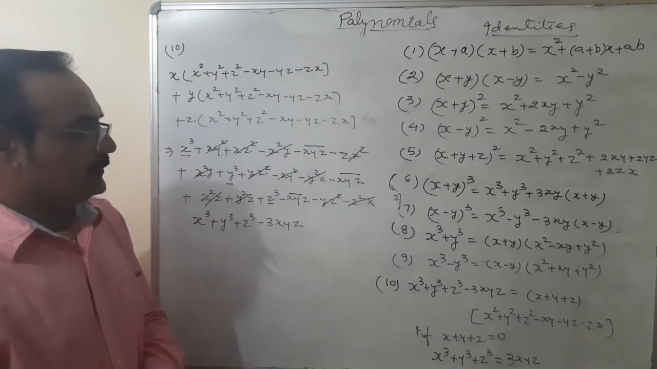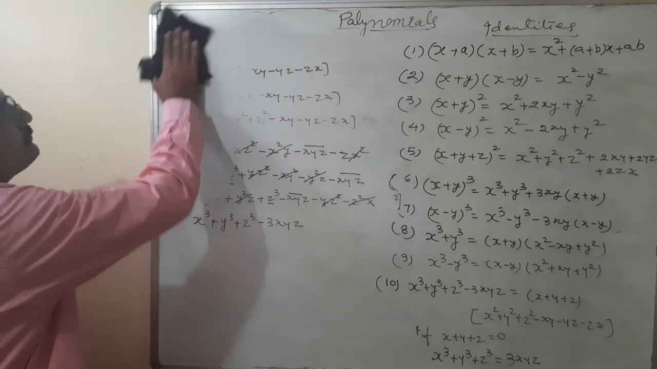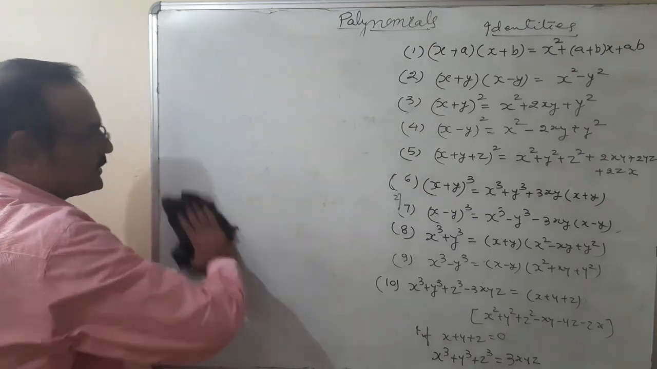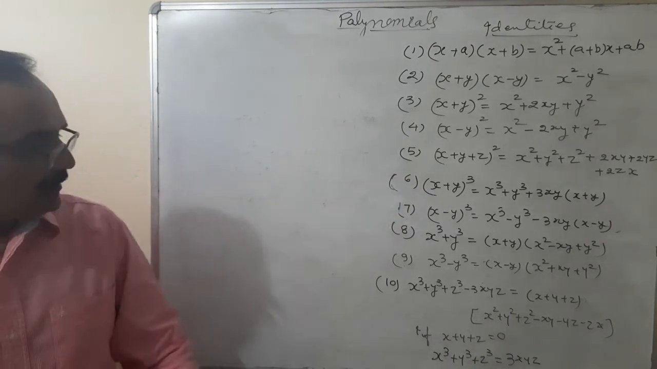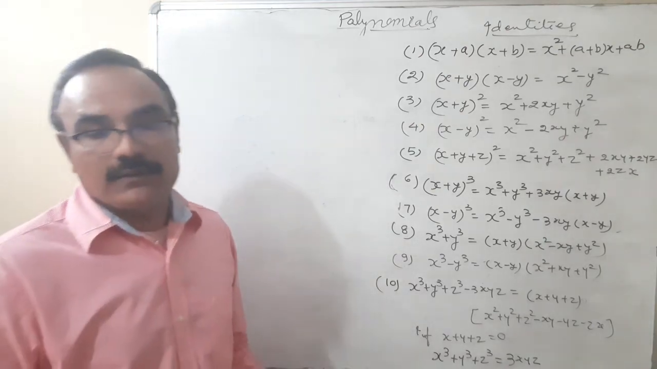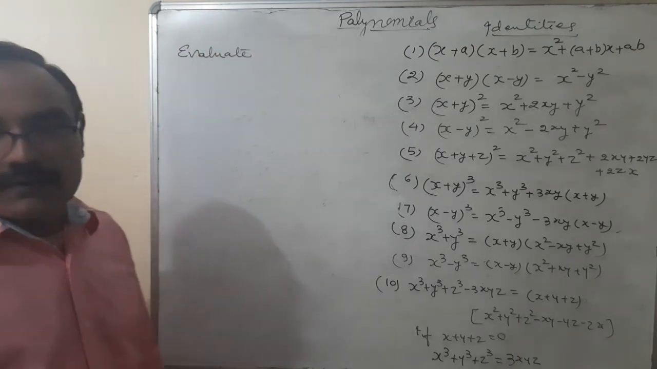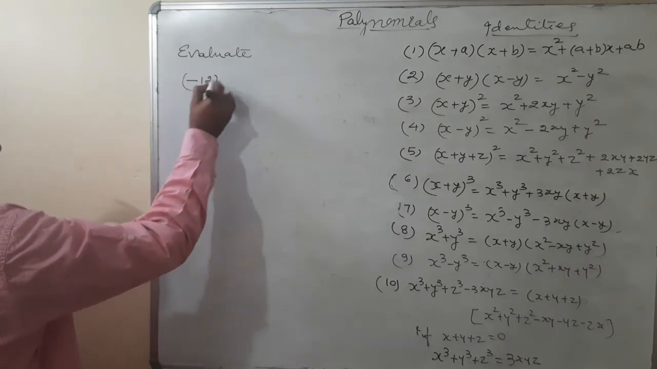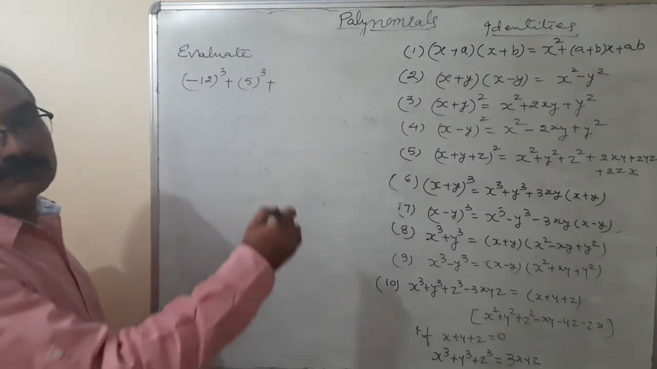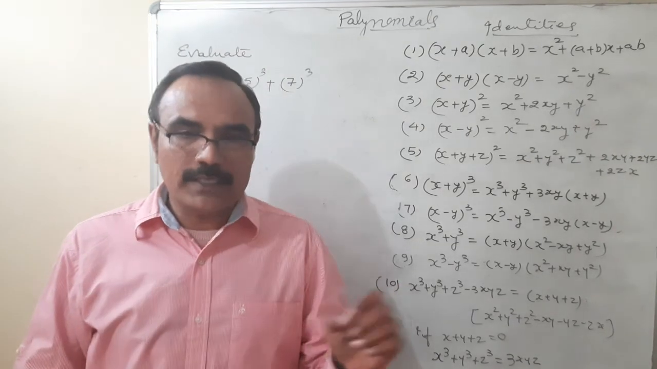So this is an identity. Now on the basis of this identity, I am proving a question. This is the verification, but generally the questions are asked from the supplementary part of this identity. Suppose a question from the supplementary part of this identity: evaluate minus 12 cube plus 5 cube and plus 7 cube. Question is evaluate using an identity.